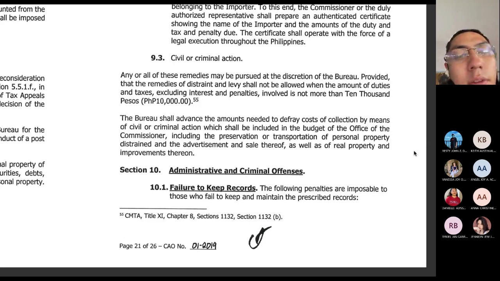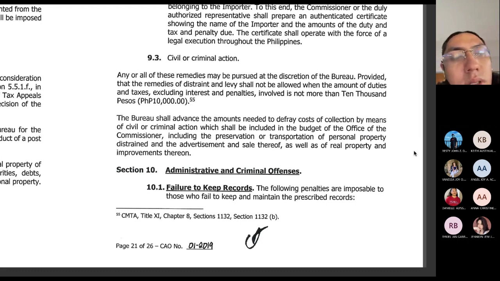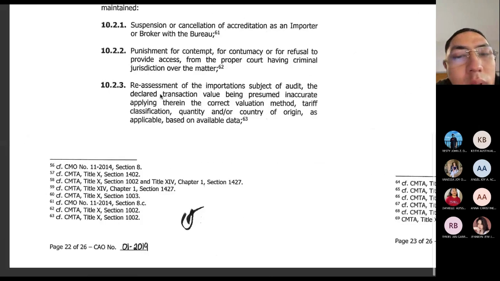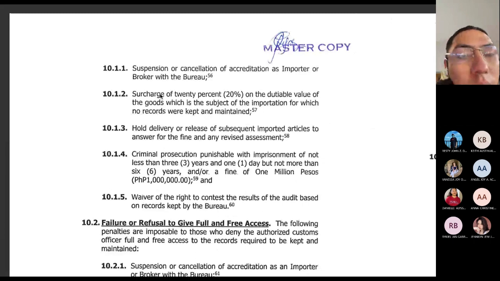Section 10. Administrative and criminal offenses. 10.1 Failure to keep records. The following penalties are imposable on those who fail to keep and maintain the prescribed records. 10.1.1 Suspension or cancellation of accreditation as importer or broker with the Bureau. 10.1.2 Surcharge of 20% of the dutiable value of the goods which is the subject of the importation for which no records were kept and maintained. 10.1.3 Hold delivery or release of subsequent imported articles to answer for the fine and revised assessment.